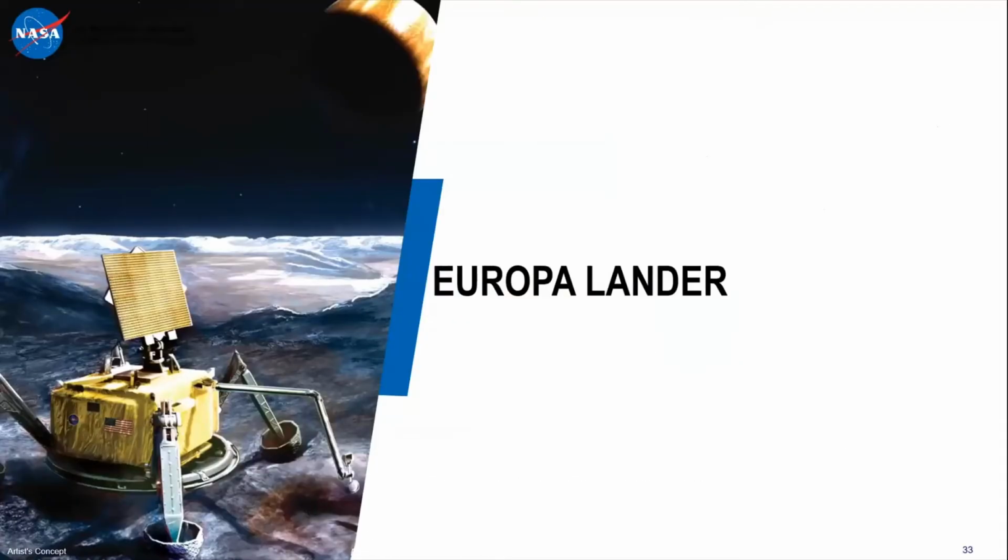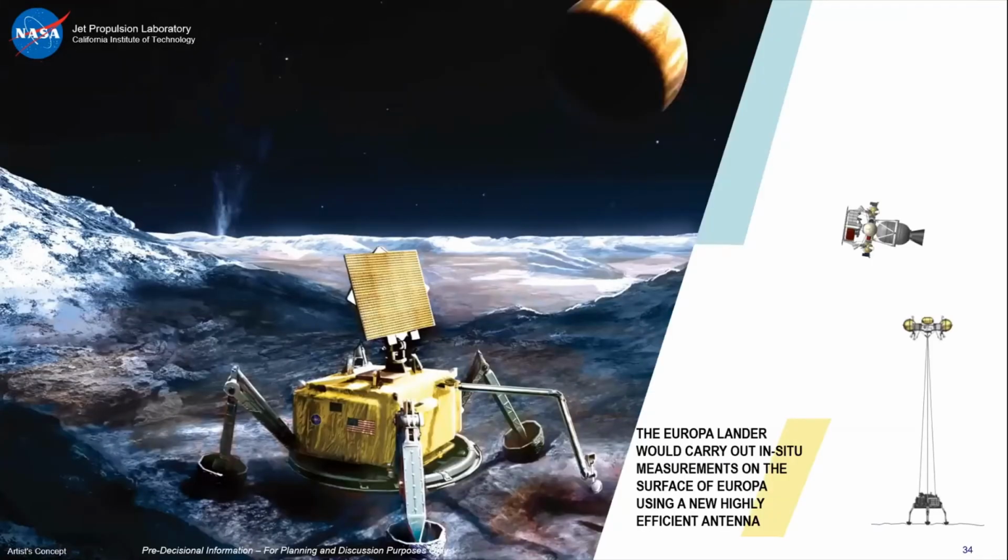Then I'm going to talk about Europa Lander. Europa Lander is one of the most exciting missions that JPL has been working on, which is a mission concept. We are still in pre-phase A. We have a lot of technology development ongoing to make this mission possible. The enabling technology for this mission was the antenna, because this antenna enables direct link to Earth from the surface of Europa. Why was this enabling?